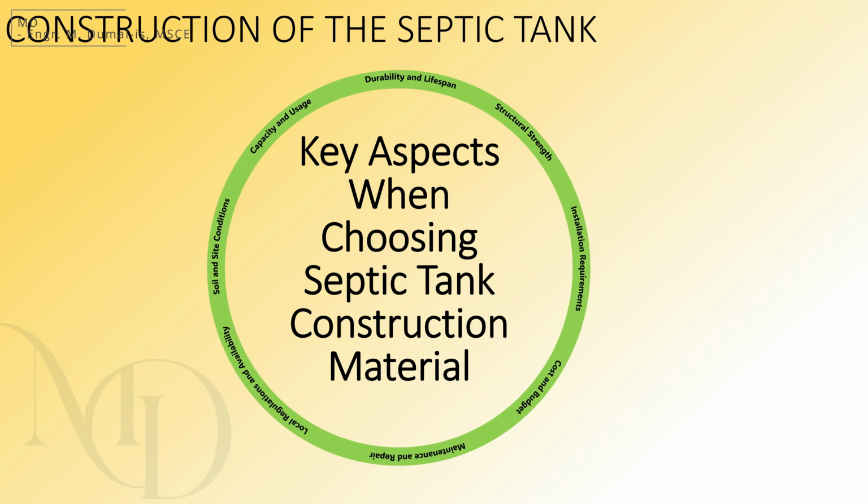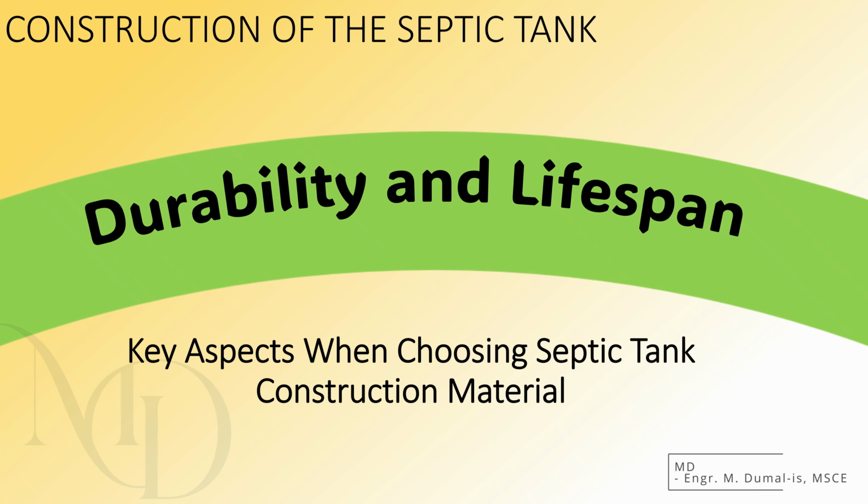With so many options, it is important to consider several key aspects when choosing what material to use for a septic tank. Let us go through them one by one. The first factor is durability and lifespan. Concrete tanks may last for decades, while plastic tanks may degrade faster if exposed to sunlight when not buried. Resistance to cracking, corrosion, and impact should always be evaluated.